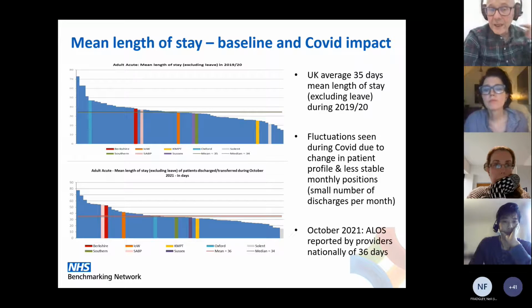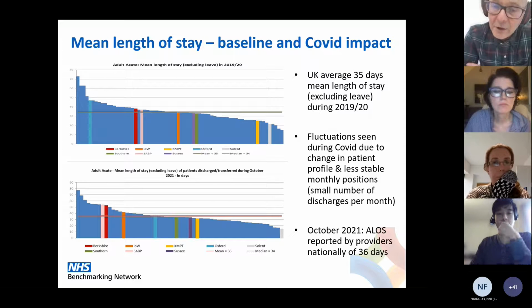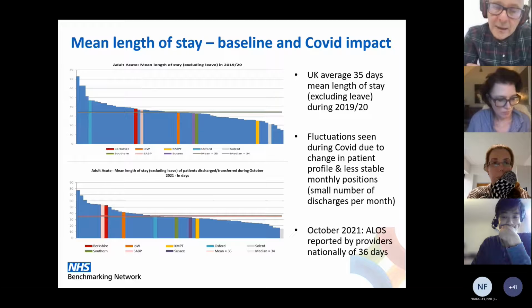What we see in the national data at the moment is that the average length of stay has not moved too much. It's gone up marginally to 36 days. This is for acute admissions. But it's interesting that the distribution amongst the Southeast providers has changed quite a lot over the course of COVID. So Oxford Health have really encouragingly moved towards the centre of the range. So they've managed to reduce length of stay quite a bit.